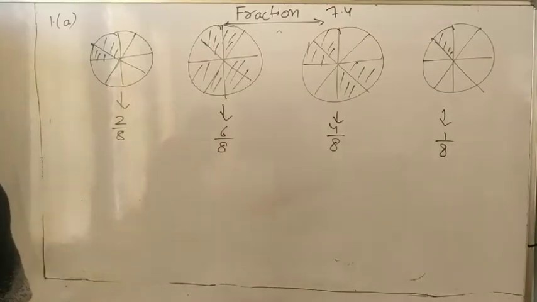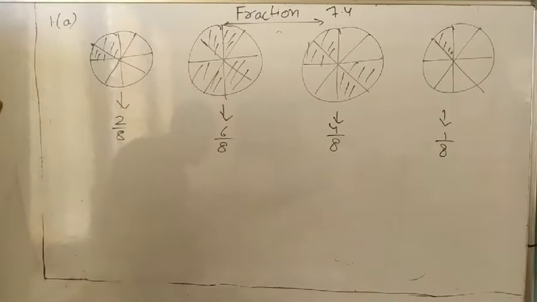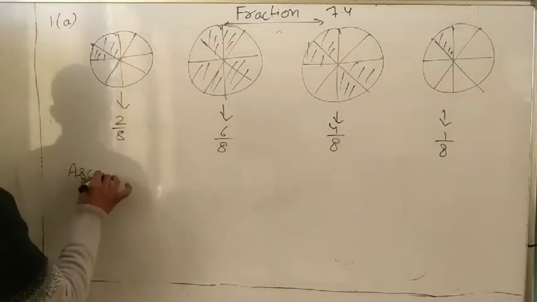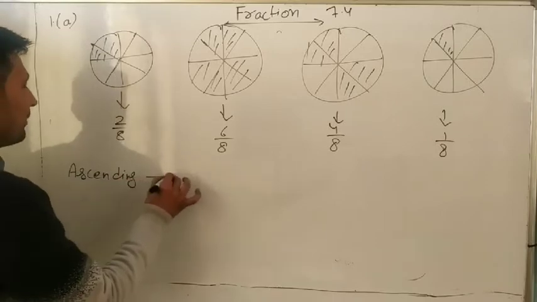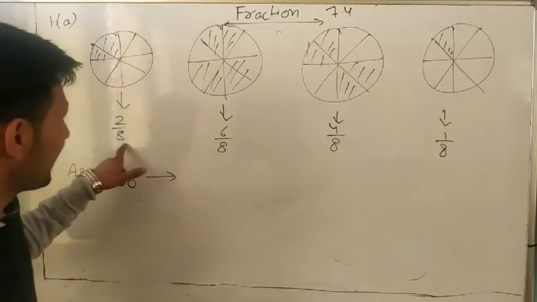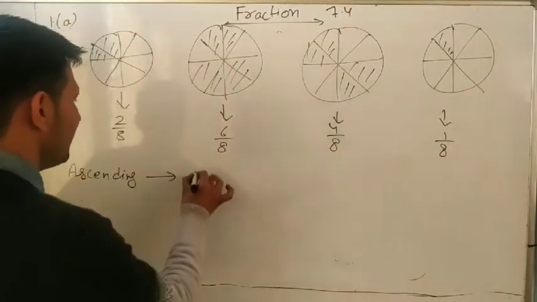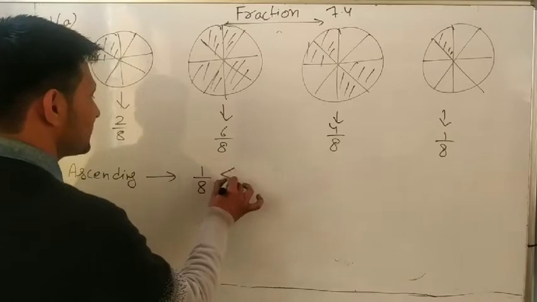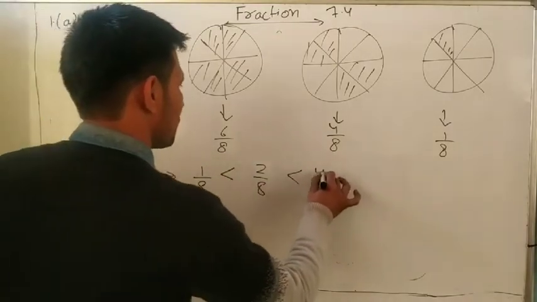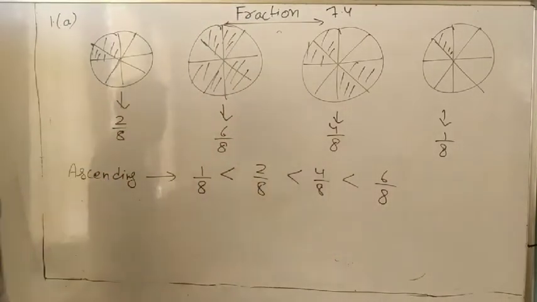Now arrange them in ascending and descending order, writing with the sign. Okay, write ascending order. Ascending order means we always write the smaller first. Which one is smaller? All are like 8, 8, 8, so which one is smaller? 1 by 8 by this sign. Next is 2 by 8, next is 4 by 8, next is 6 by 8, because they are like fractions.